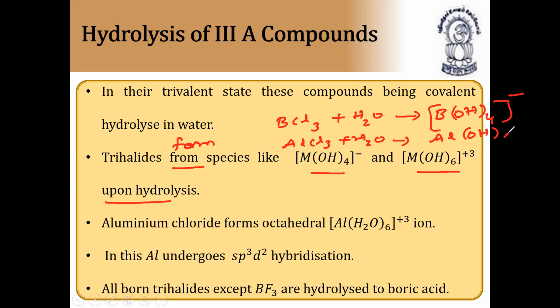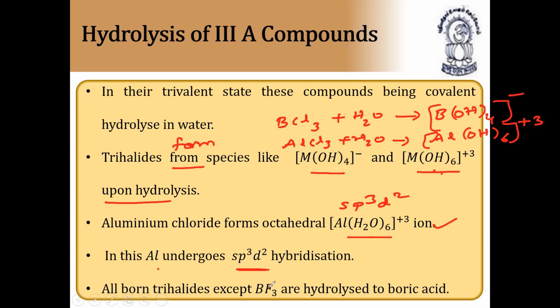Apart from boron, aluminium, gallium and indium will form 6-coordinate species because their covalence is 6, and for boron, the covalence is only 4. Aluminium chloride forms octahedral [Al(H2O)6]3+. And in this, aluminium undergoes sp3d2 hybridization. What is the hybridization? sp3d2.